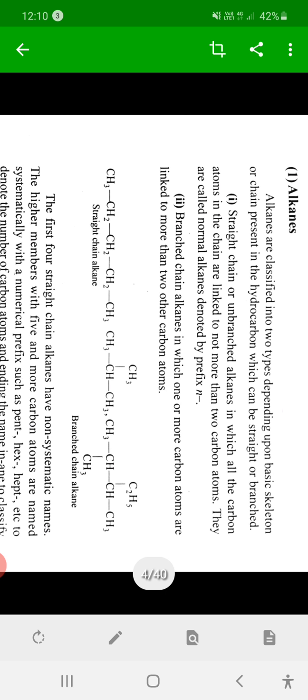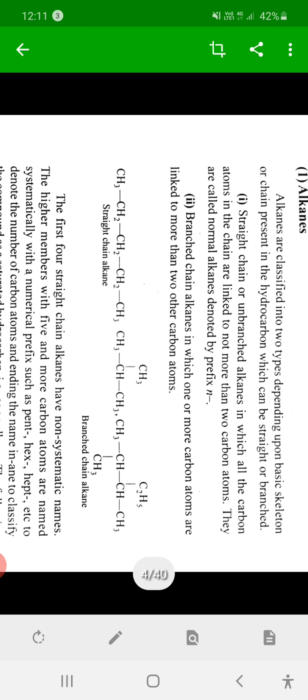Hello students. In the previous lecture we discussed the rules of the IUPAC system for nomenclature of organic compounds. There are four important rules only. All of you remember those rules. If we revise them in short, the first rule is to select the longest continuous chain.